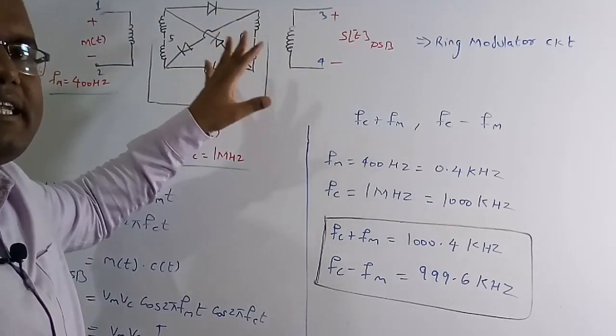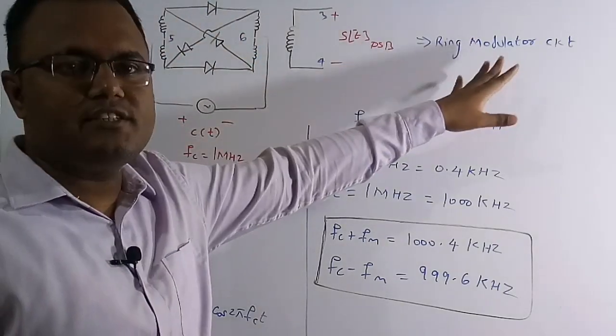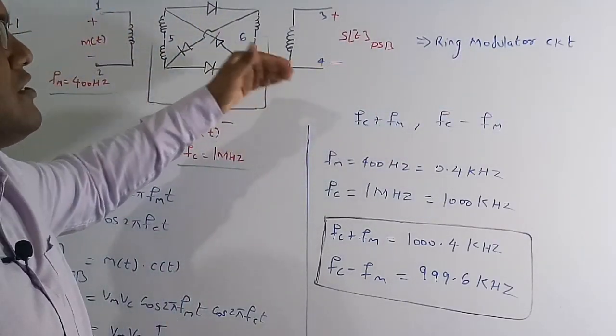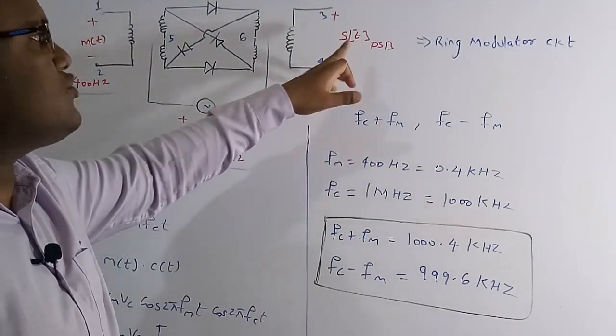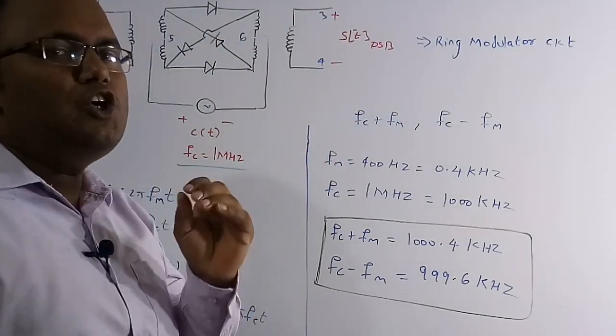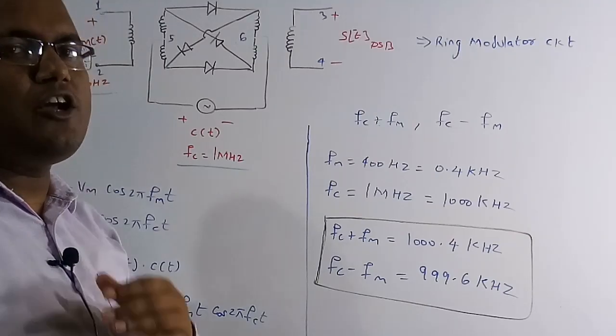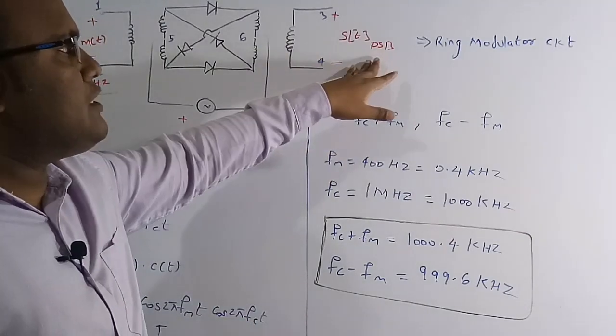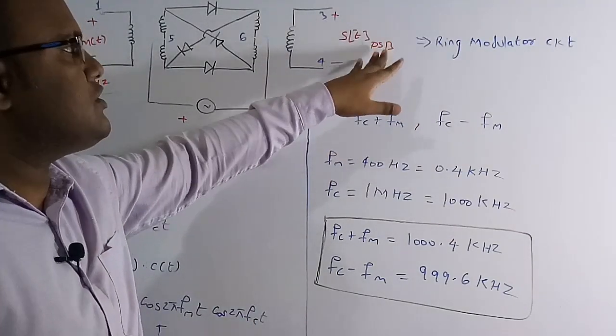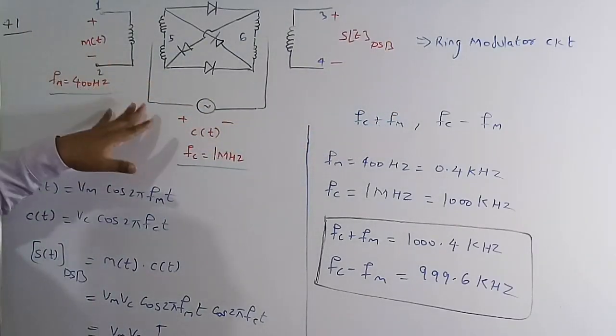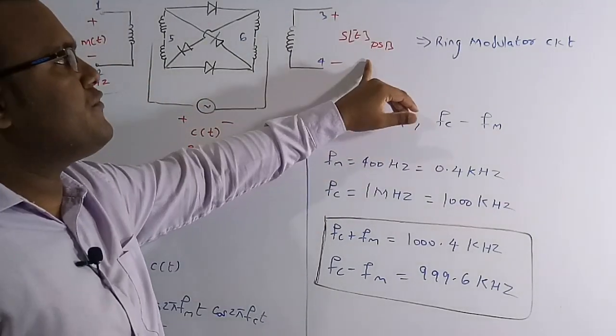Basically this circuit is called the ring modulator circuit. The basic function of this circuit is to produce the S of T DSB, meaning only the dual sidebands are present but not the carrier signal. So only the dual sidebands are produced in this output. Therefore this is the basic circuit for the production of the S of T DSB.